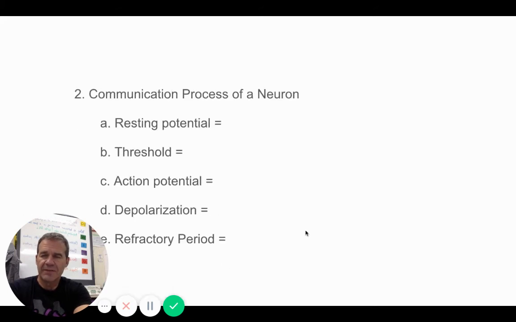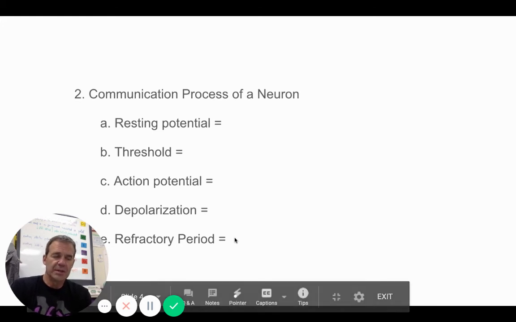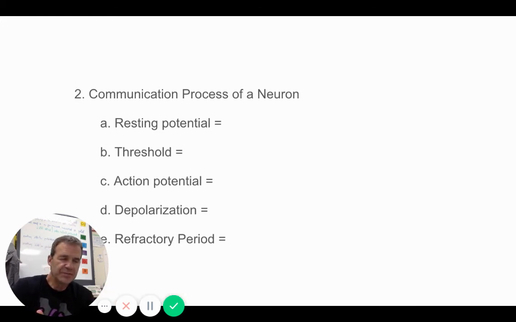Now, once a neuron fires, it experiences what we call a refractory period, okay? And a refractory period is a brief pause between neural firing, okay? It's a brief pause between neural firing. And that's also, there's an inability to fire again, okay?